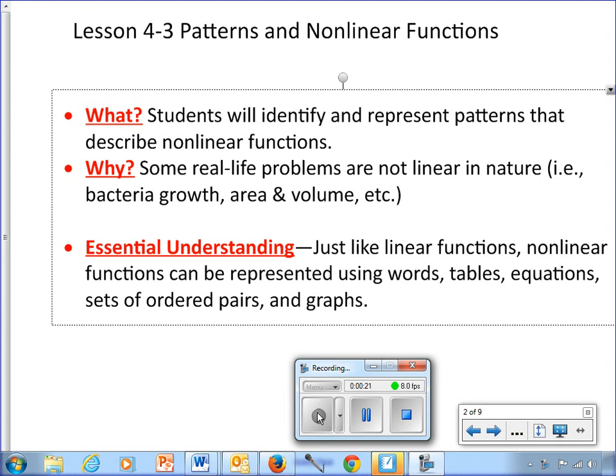The reason that we are studying nonlinear functions is because some real-life problems are not linear in nature. For instance, bacteria growth grows at an exponential rate. Area and volume also are not linear in nature. Our essential understanding is that just like linear functions, nonlinear functions can be represented using words, tables, equations, sets of ordered pairs, and graphs.